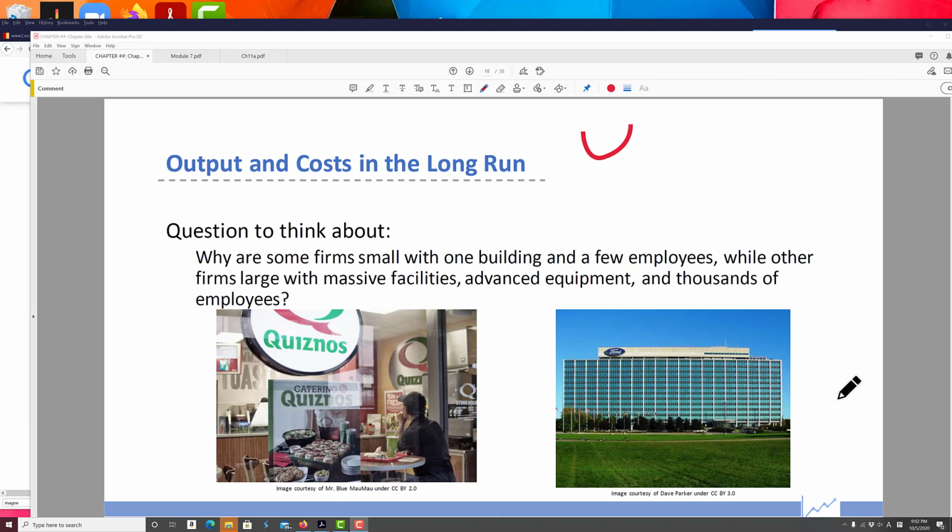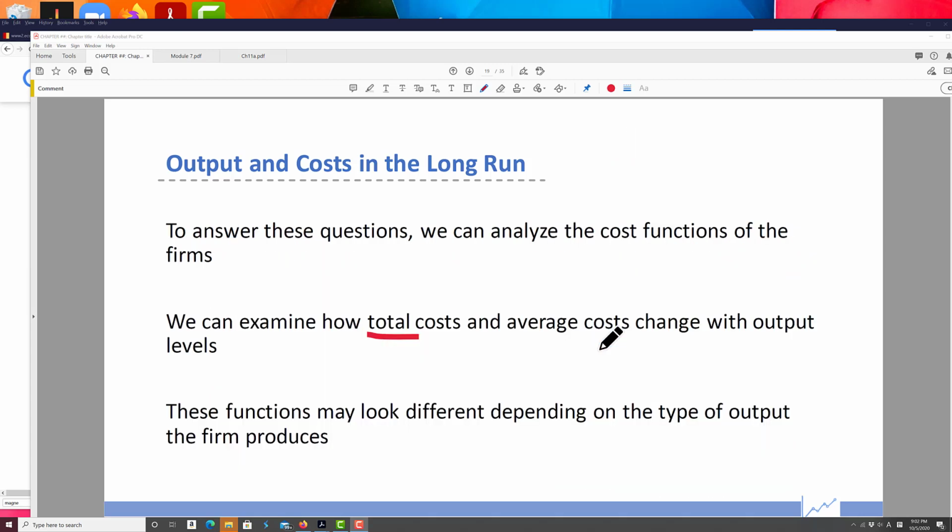Okay, let's investigate the shape of long-run cost curves. Here's a question to think about. Why are some firms small, like this Cuisinart sub shop, with one building and a few employees, while other firms are so large with massive production factories, advanced equipment, and thousands of employees? To answer these questions, we can investigate the shape of the total cost and average cost functions.